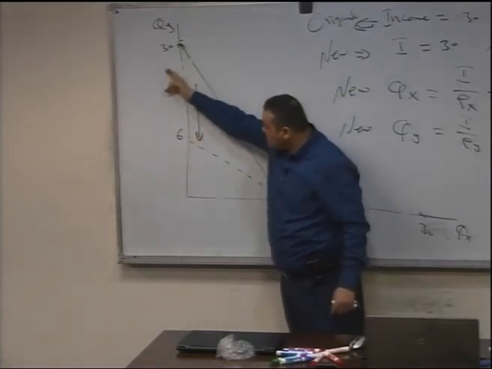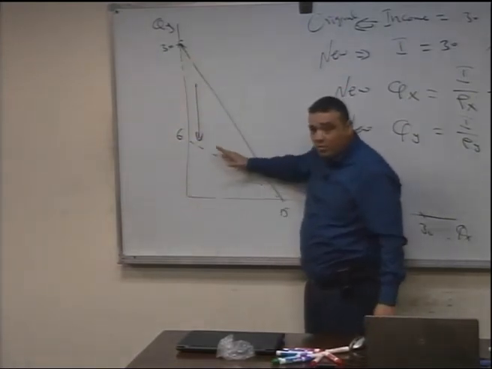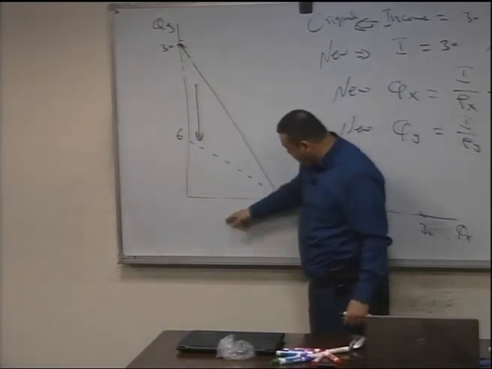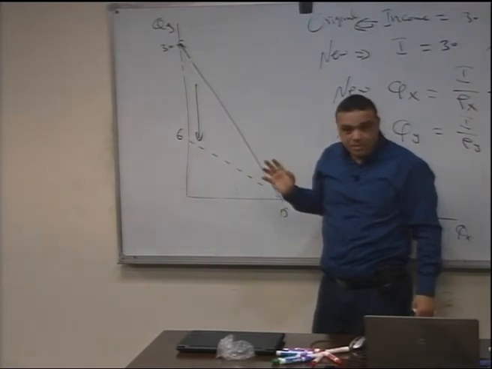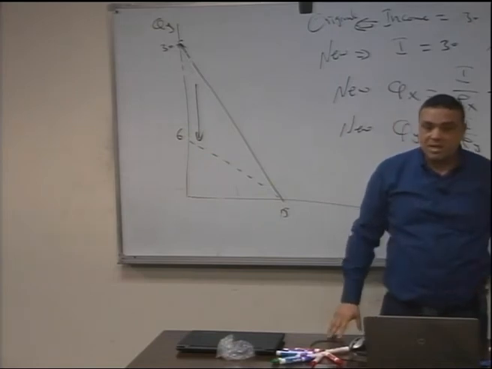How much was the previous slope? It was 2. Now, as the price of Y increases, it becomes 6 over 15, declining the slope, as you see. Okay? Right. Let's go to something else.